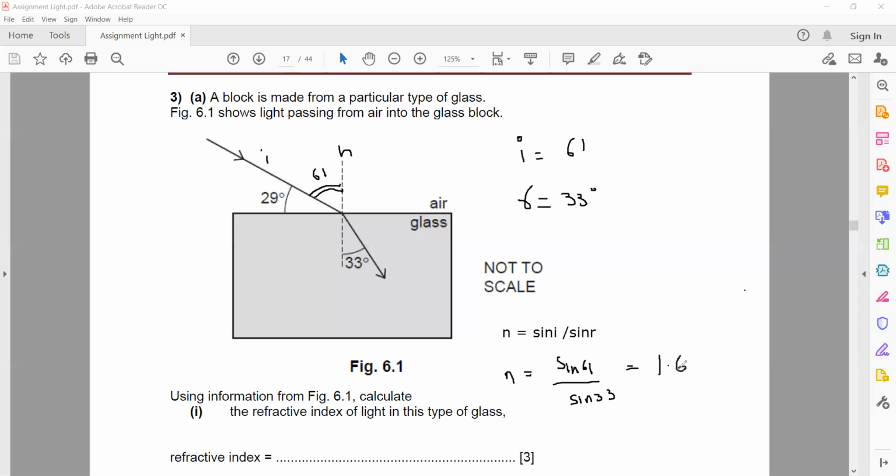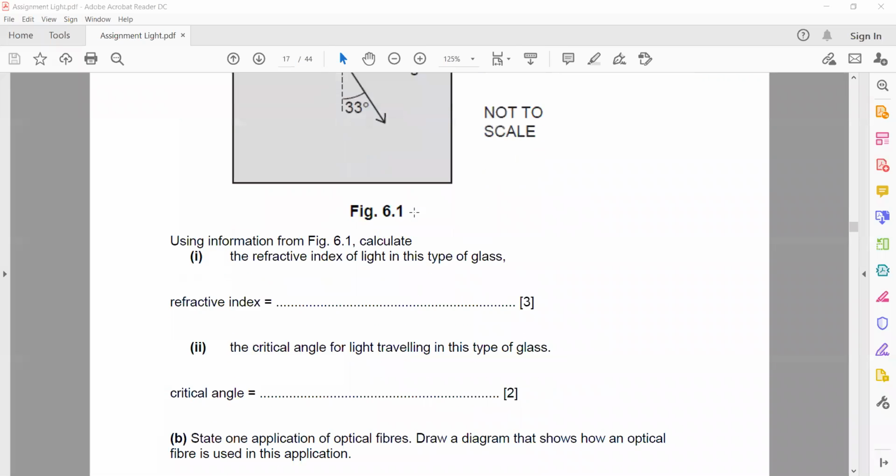And what will be the unit? 1.6 meter, centimeter, degree? There is no unit because it's a ratio. It's just a ratio, compared to air. What is the meaning of 1.6? Compared to air, this glass has a tendency to bend light 1.6 times more than air. It's a comparison, like a ratio. So refractive index does not have any unit.